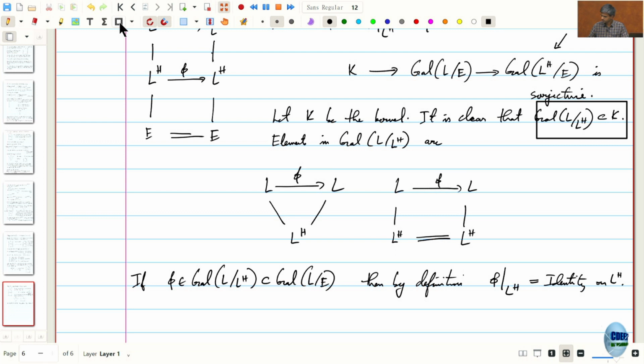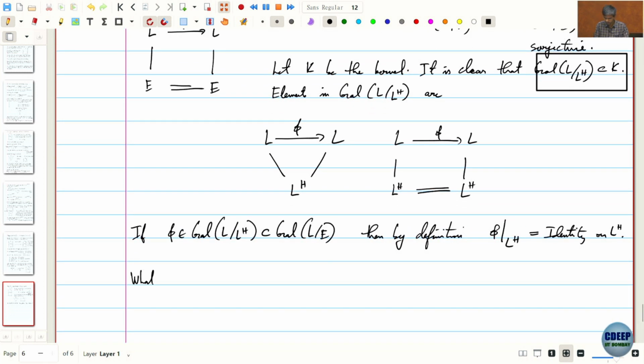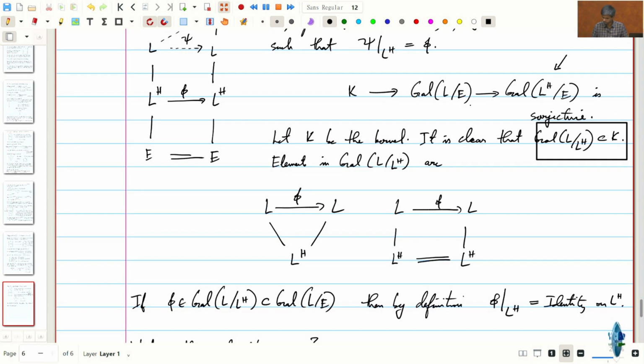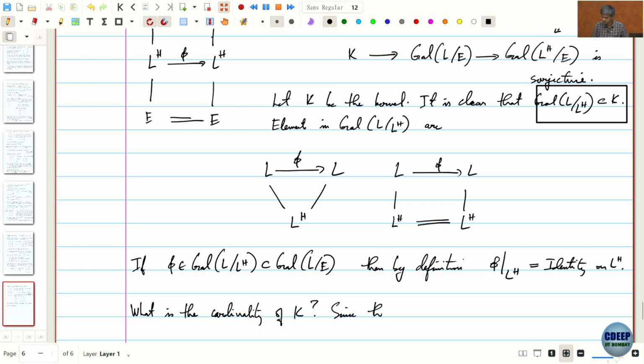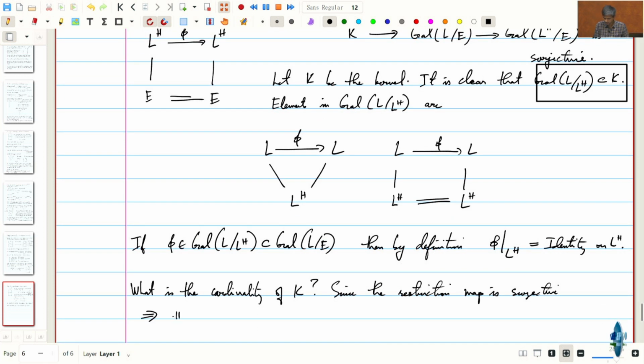Now, what is the cardinality of K? Since the restriction map is a surjective group homomorphism, the cardinality of K is equal to the cardinality of Galois L over E divided by the cardinality of Galois LH over E. Right? If we have a surjective group homomorphism from G to H, then the cardinality of the kernel is the cardinality of G divided by the cardinality of H, when G is finite.